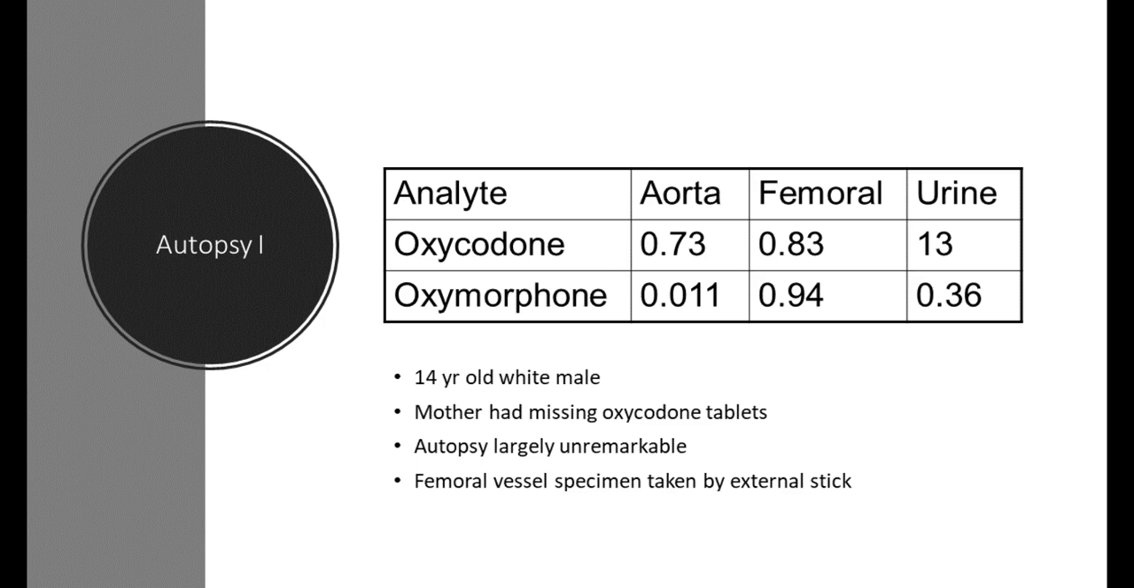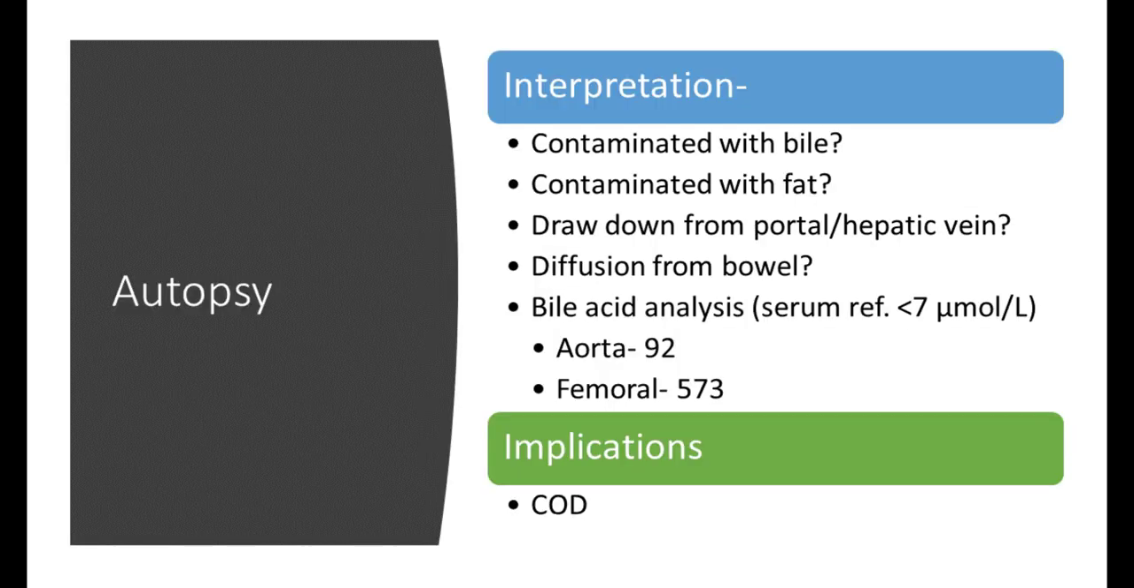So the conclusion from the femoral vessel specimen could be that the decedent had gotten a hold of not only oxycodone, but oxymorphone, if a good investigation had not been done as well. So the interpretation of this is problematic. External stick femoral vessel collections can be very problematic as well.